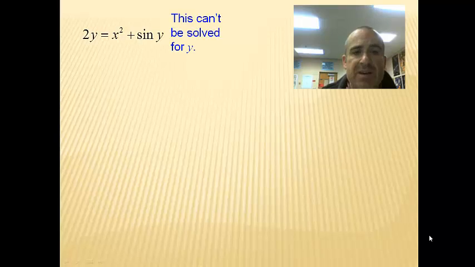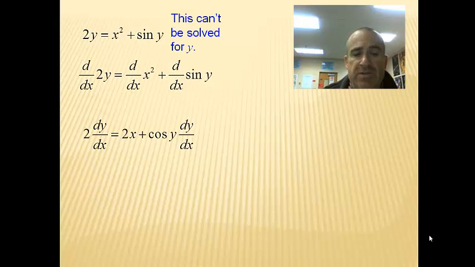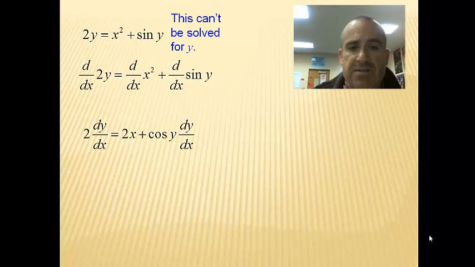So this can't be solved for y because of the sine y. So therefore we have to use implicit differentiation. So we take the derivative of 2y, we take the derivative of x squared, and we take the derivative of sine y. Well, the derivative of 2y is 2 dy dx. The derivative of x squared is 2x. The derivative of sine y is cosine y dy dx.